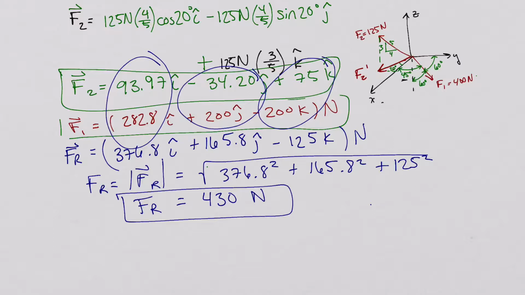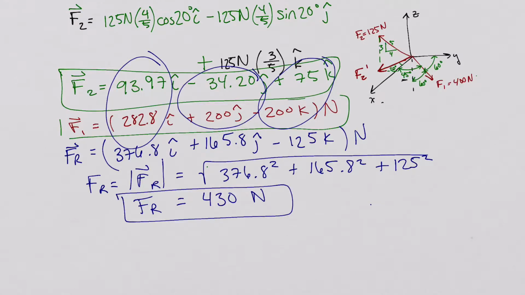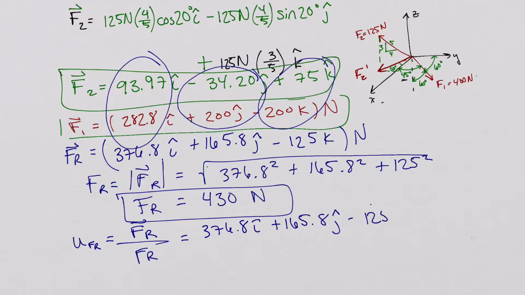And then they also want us to give them the alpha, beta, and gamma. So we can sort of backtrack to figure that out. So the resultant force, all right, so now we have that vector, and then we have the magnitude. So we can figure out the unit vector from this. The unit vector of that FR is going to equal that vector FR over the magnitude of FR. So that's 376.8 I plus 165.8 J minus 125 K, and that's in newtons. And then we're going to divide that by that 430 newtons.